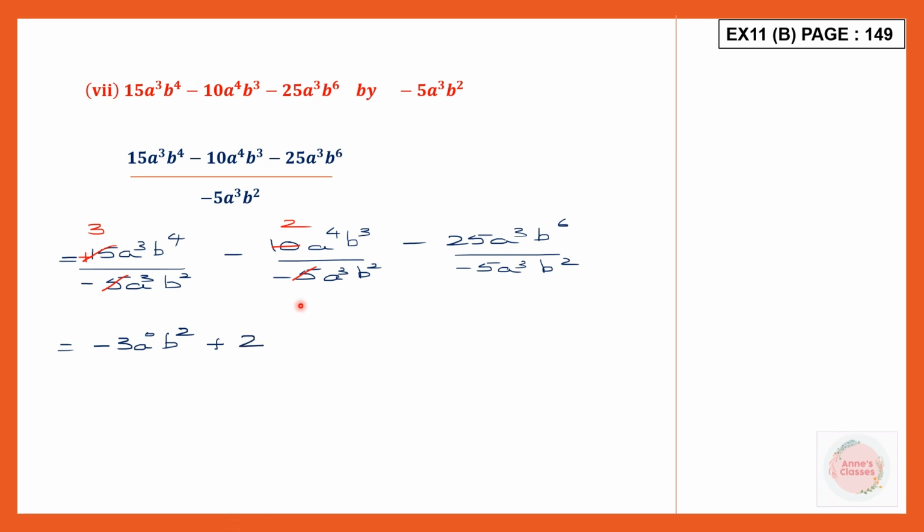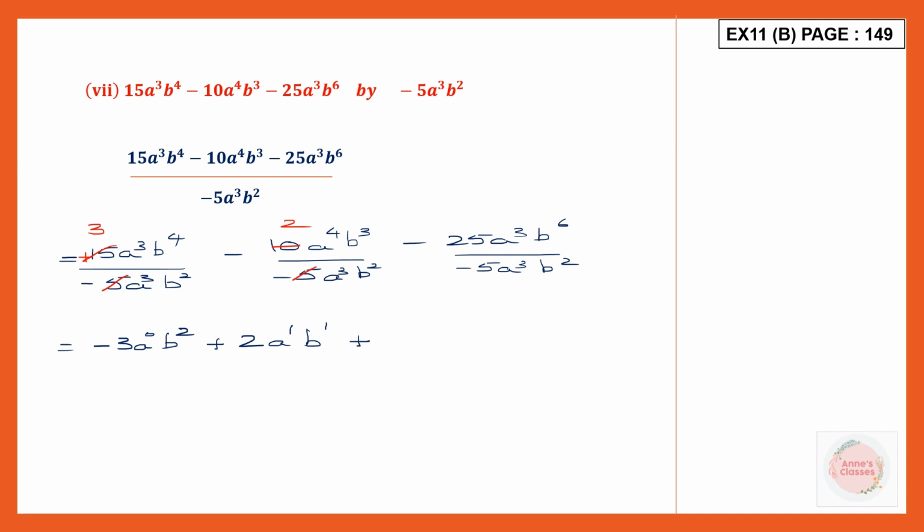Now go to the literals. Now here we have a to the power of 4 minus 3. That makes it a to the power of 1. And here also we have b to the power of 3 minus 2, that is b to the power of 1. Now let's go to the next one. So here two minus signs. So your answer will be positive.